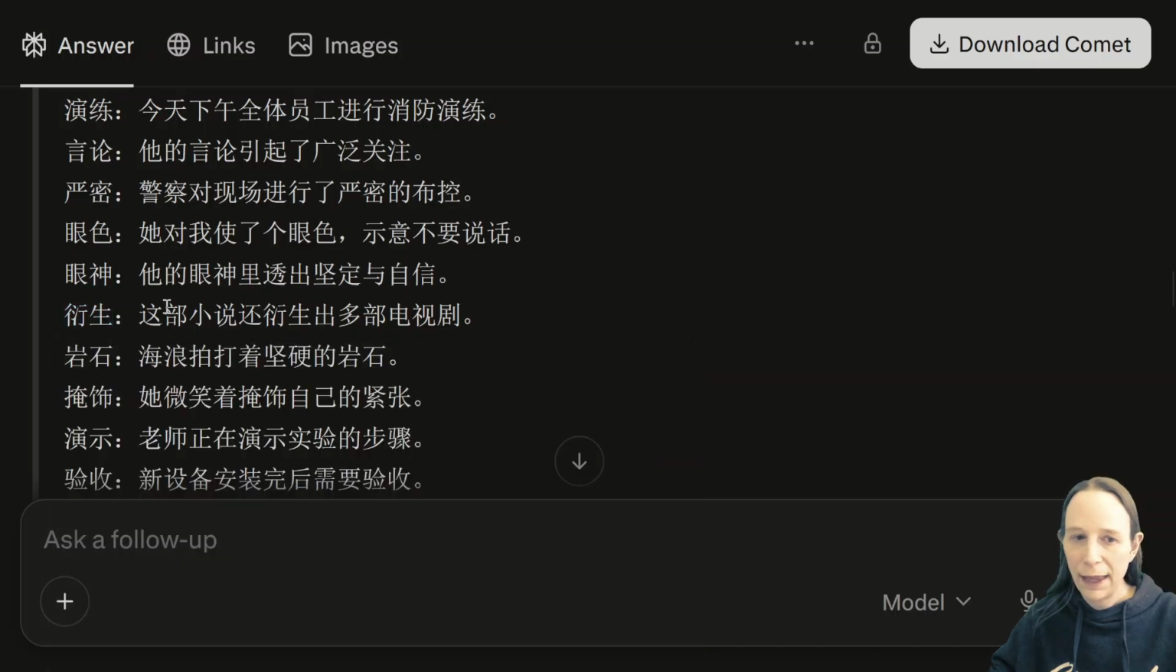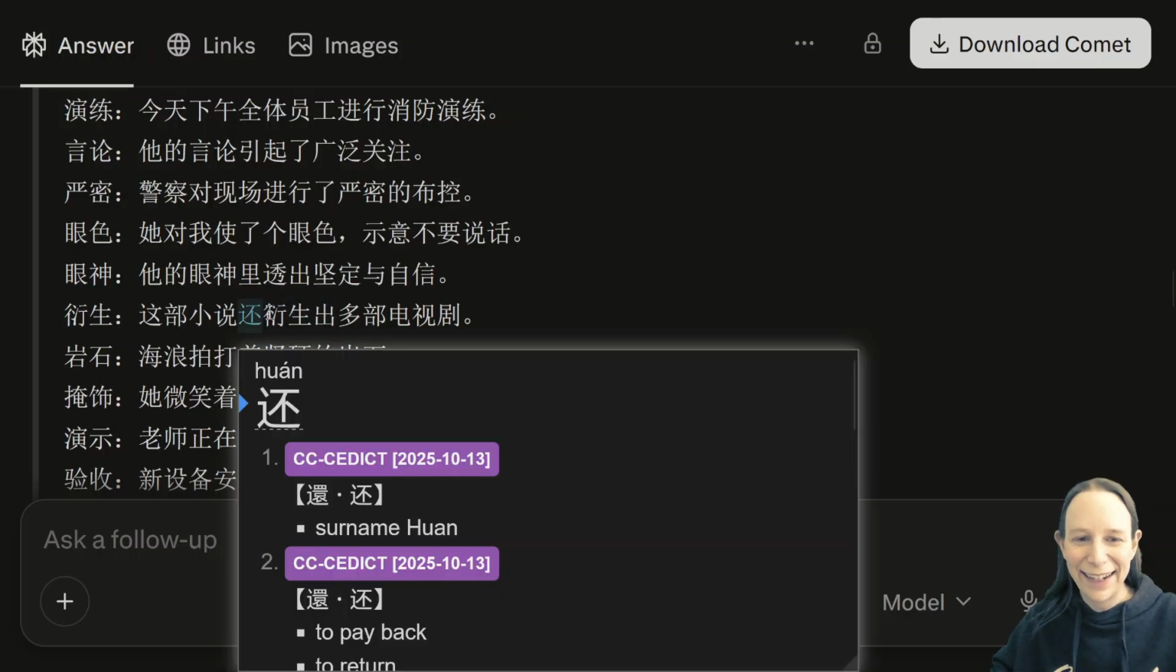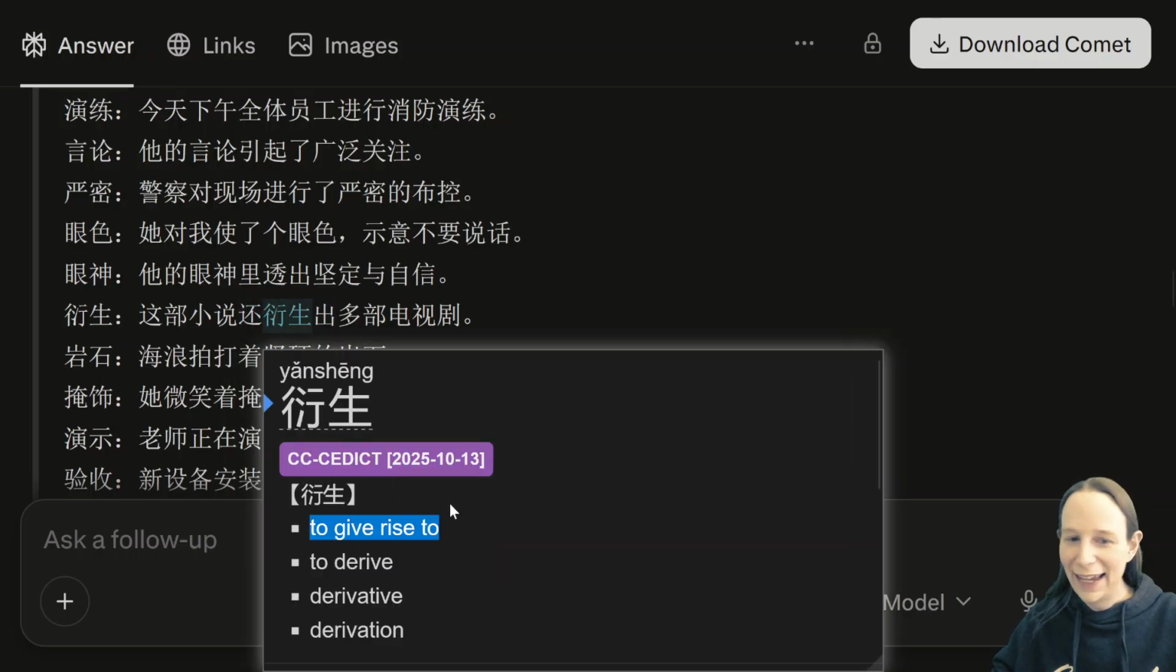Okay. Yeah, 这部小说还衍生出多部电视剧. Okay, so we put a 出 at the end, which kind of changes the direction. So these TV series were derived from this novel. Yeah. So with the 出, yeah, so it developed out. Yeah, we don't have that in English, do we? Yeah, give rise to. Yeah.